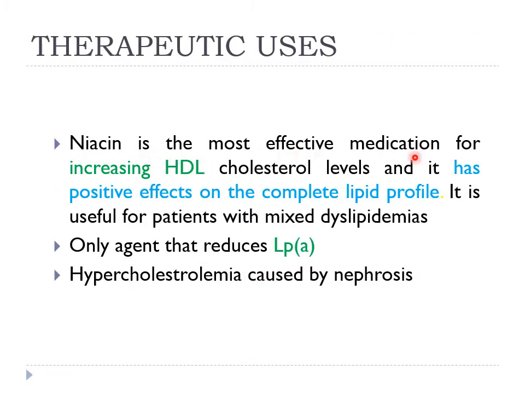So niacin is the most effective medication for increasing HDL cholesterol levels, and it has positive effects on the complete lipid profile. So it is useful for patients with mixed dyslipidemias. You can get this in an MCQ that it is the most effective medication for increasing HDL. It increases HDL by 20 to 30%, and it is the only agent that reduces lipoprotein A. This is also an important MCQ.